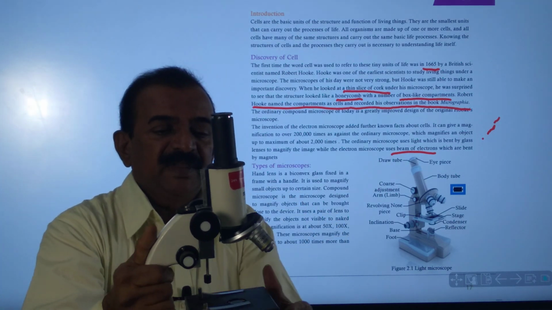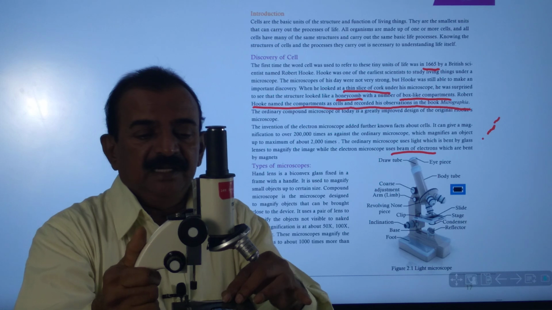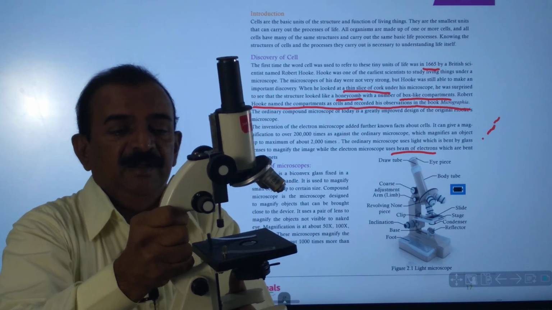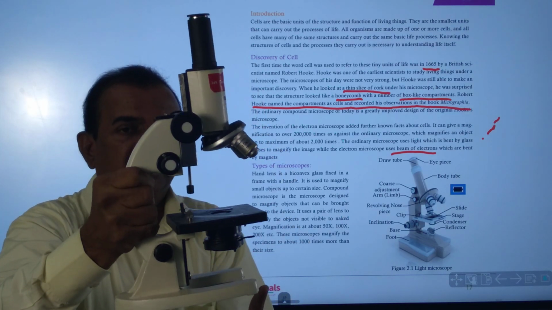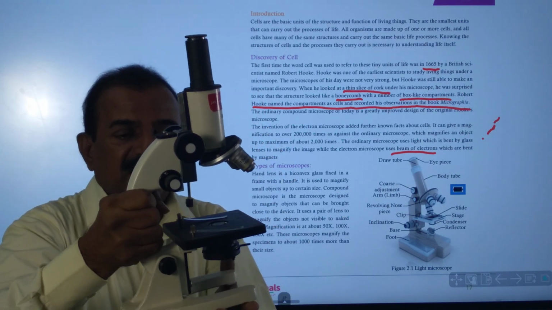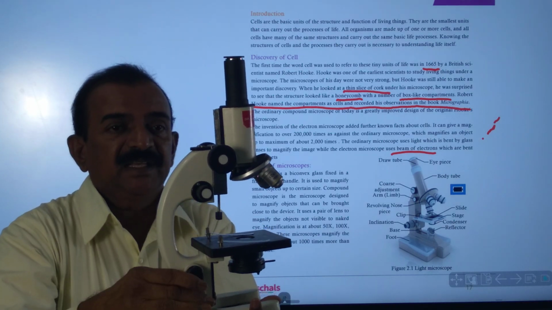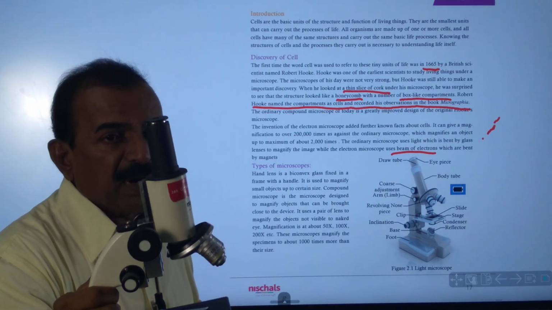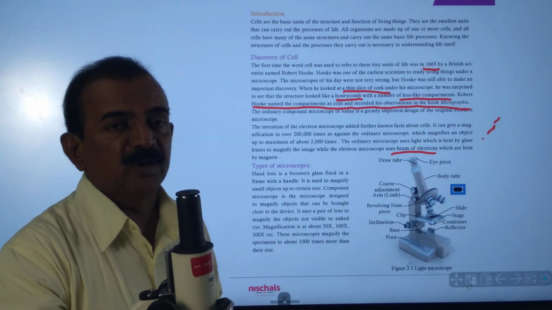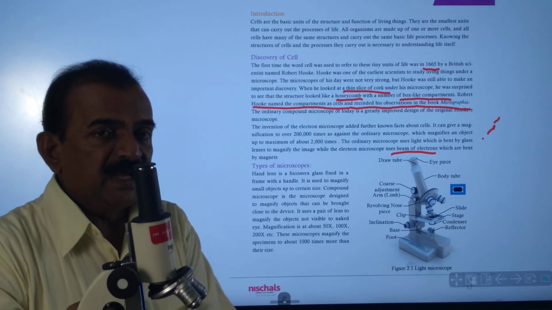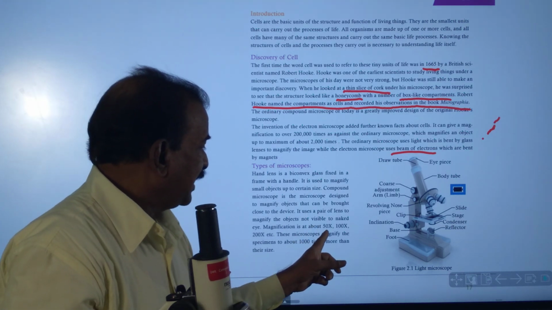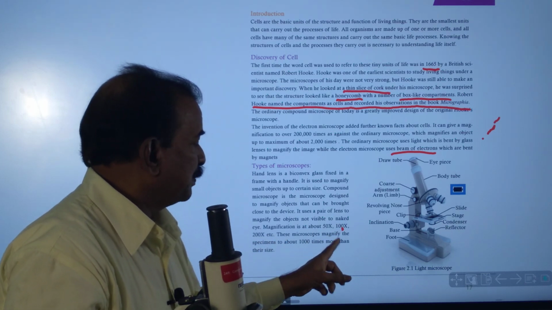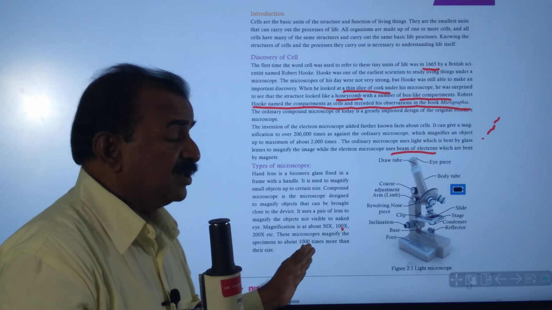This is the stage, and on the stage you see the stage clips. This is the handle, and I hold the microscope here. This is the foot, this is the base, this is the stage, and this is the diaphragm. So many parts are there in a compound microscope, which has 50x, 100x and 200x magnification.